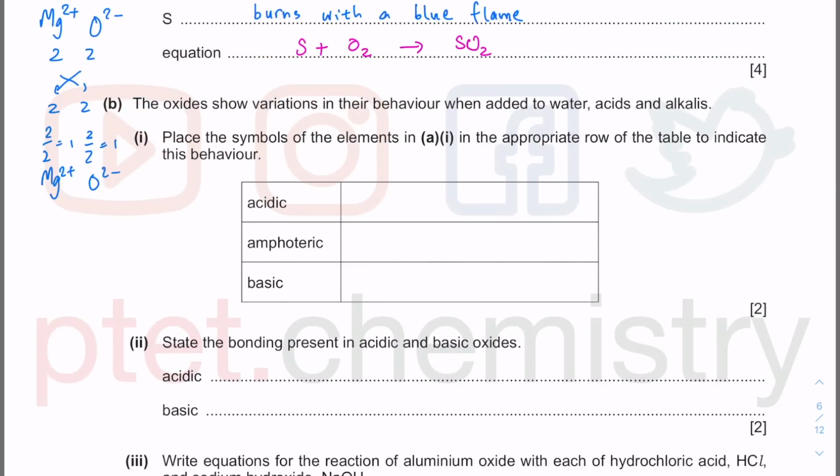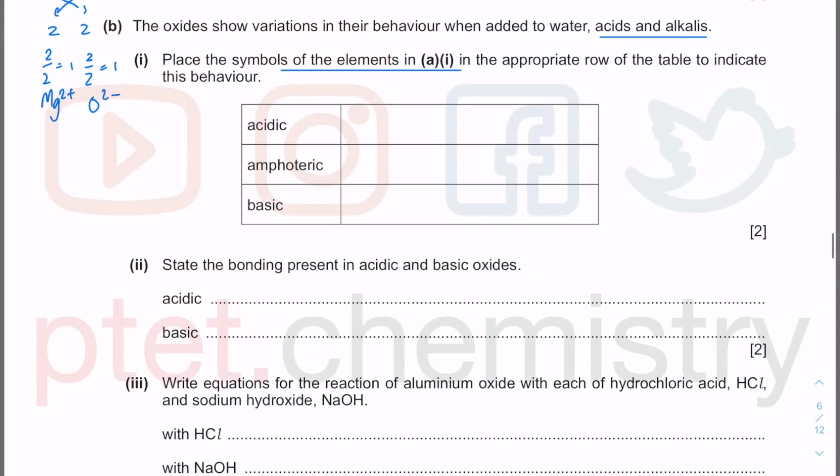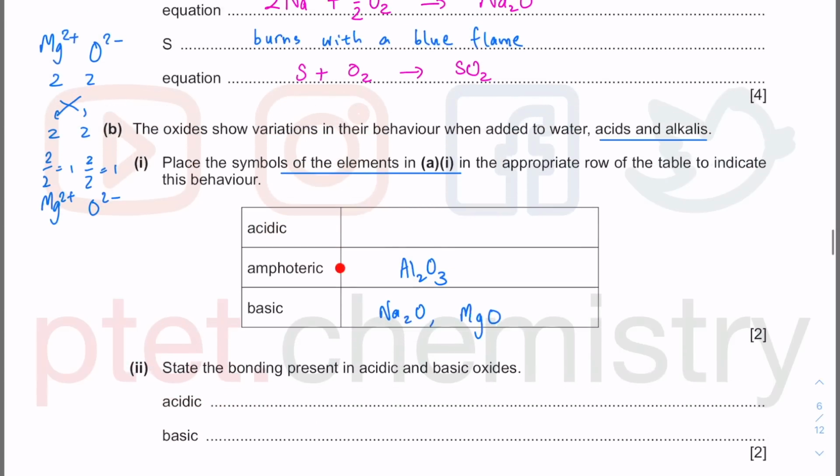The oxides show variations in their behavior when you add them to water, whether they're acidic oxides or basic oxides. If they are acidic oxides, they give you an acidic solution. If they are basic oxides and dissolve in water, you get an alkaline or basic solution. So place the symbols of the elements. For the period 3 oxides, sodium oxide and magnesium oxide are basic oxides, so that is Na2O and also MgO. Al2O3 is an amphoteric oxide. It is insoluble in water, but it is amphoteric because it reacts with acids and also bases to give you salts and water.